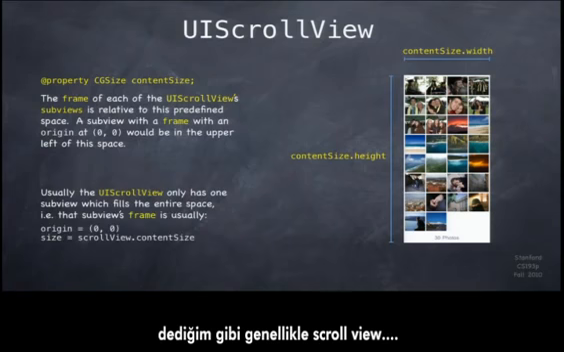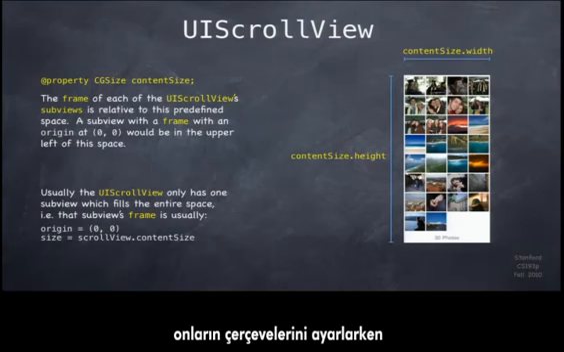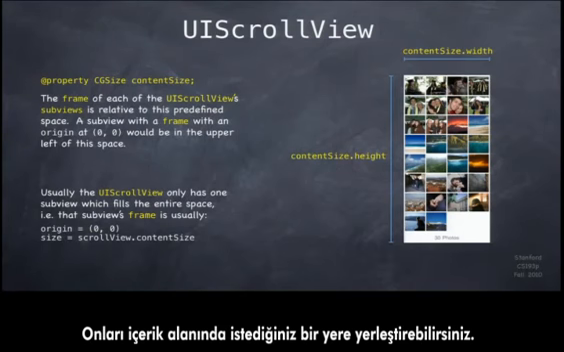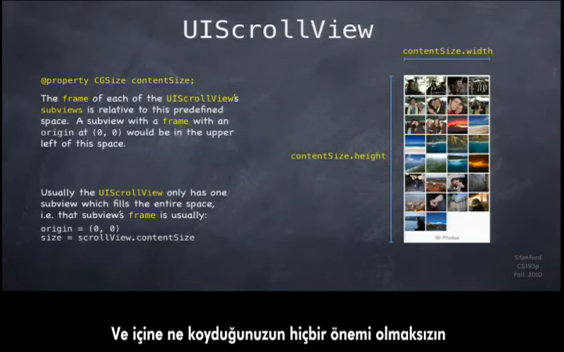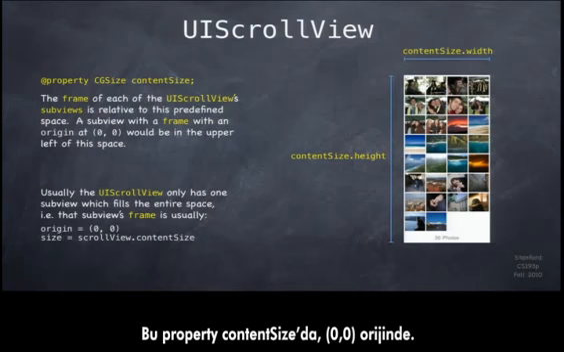Usually the UIScrollView only has one subview. Origin would be 0, 0. Size would be the scroll view's content size. Now you could add a bunch of other subviews in there, and if you set their frames, they don't even have to be at 0, 0. You could put them around in the content space anywhere you wanted, but no matter what you put in there, it's only going to scroll around the content size. This property, content size, 0, 0 origin.